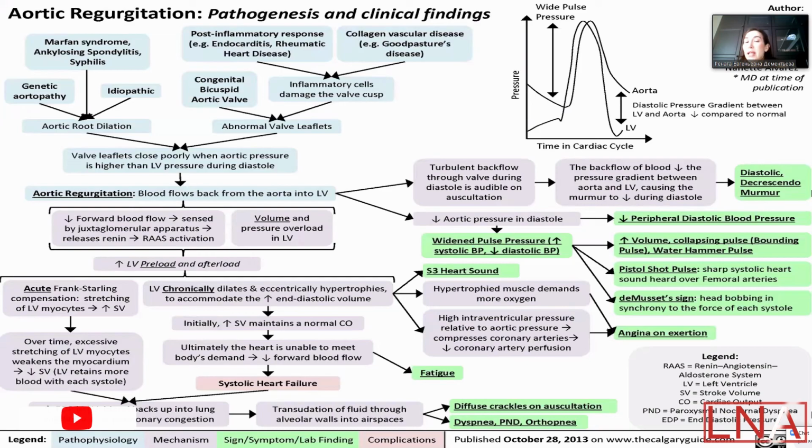As signs of increased stroke volume, there are collapsing pulse, bounding pulse, water hammer pulse, pistol shot pulse, and a short systolic sound heard over the femoral arteries. They may see signs that the head is bobbing in synchrony with the force of each systole.